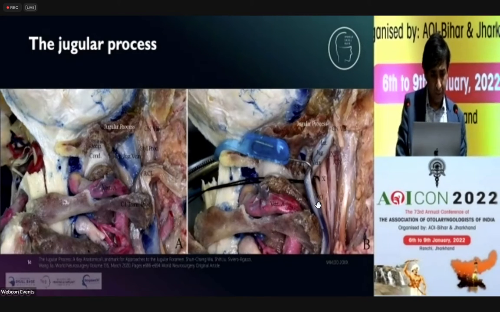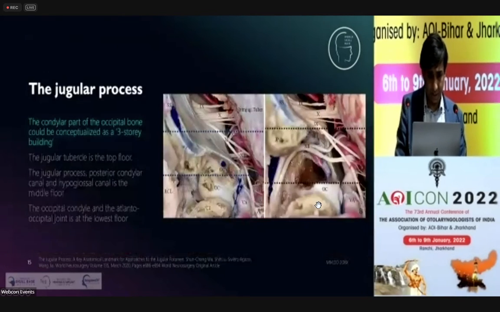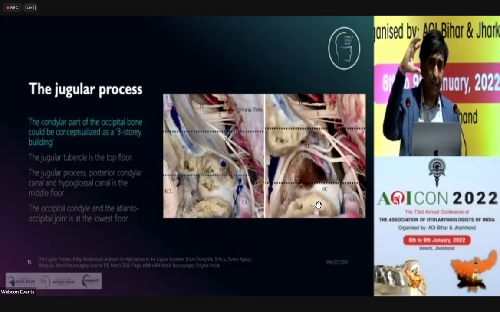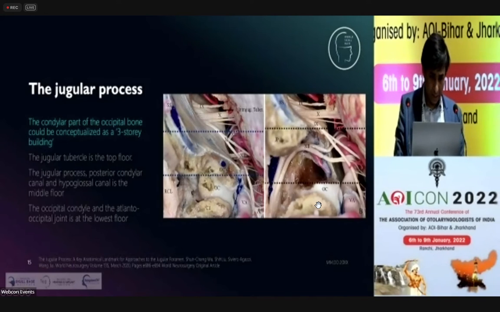The jugular vein is medial to the jugular process. Jugular process, occipital condyle, the vertebral artery comes here. The transverse process of C1 is here. The low cranial nerves, which lie on the medial aspect of the internal jugular vein, have been identified here by retracting the IJV.